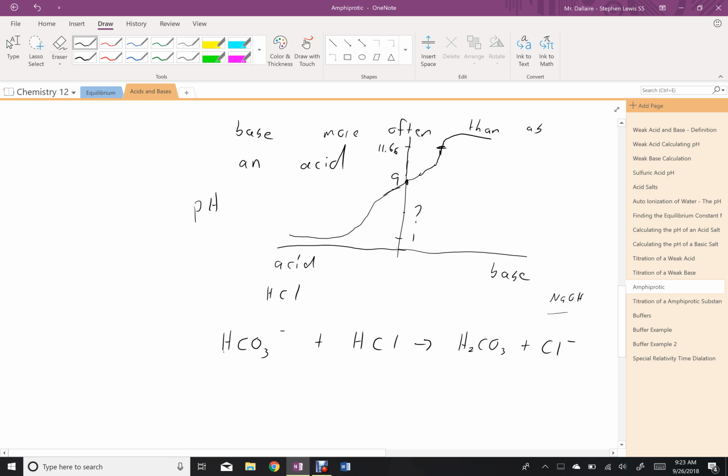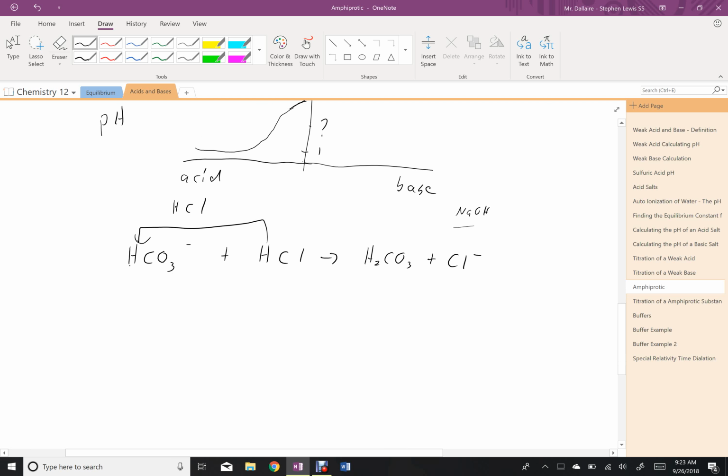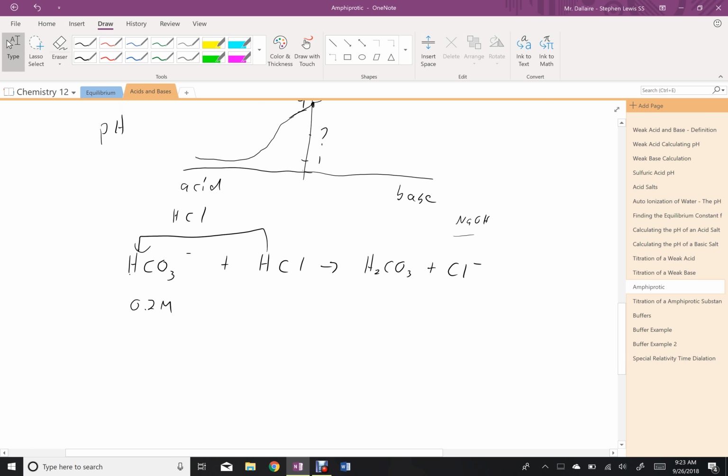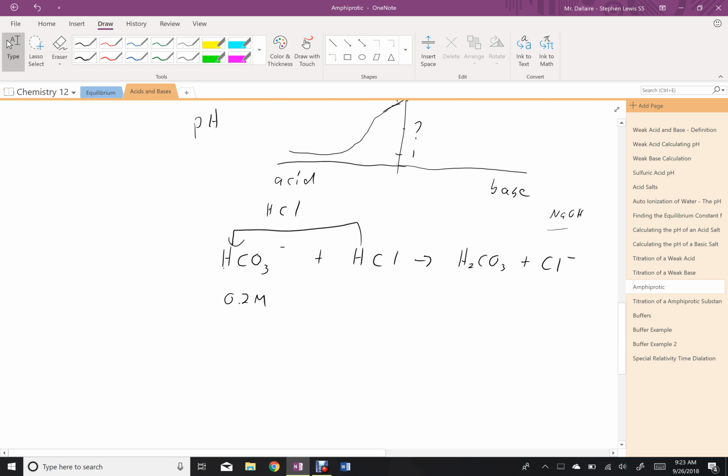So there's your reaction. We can see the proton this time is transferring from the HCl to the HCO3- to form H2CO3, and we can see that in this case the bicarbonate is behaving as a base or a proton acceptor. So let's look at our values. We had 0.2 molar bicarbonate, I believe. Yep, and we had 20 milliliters.